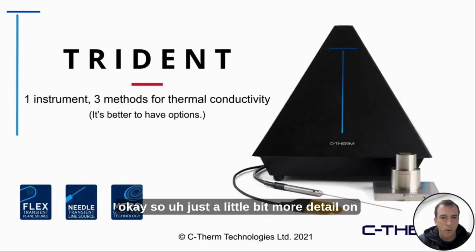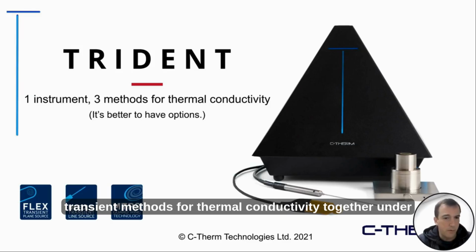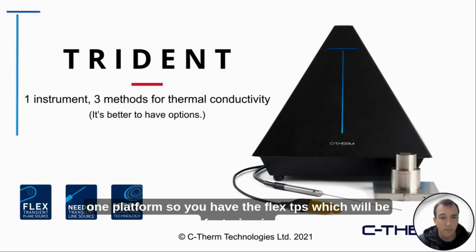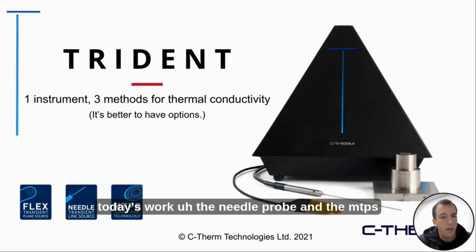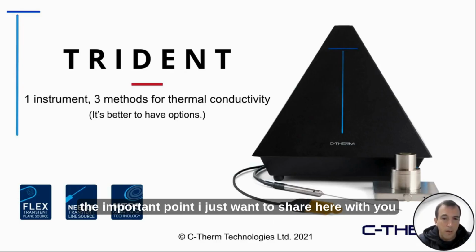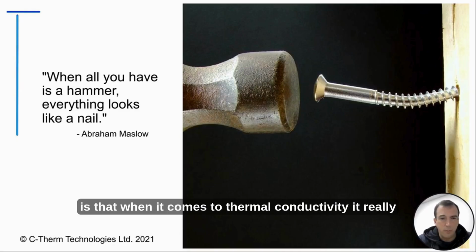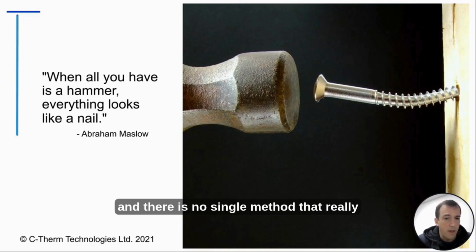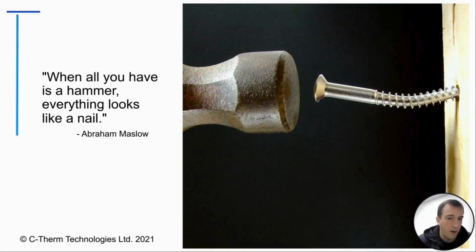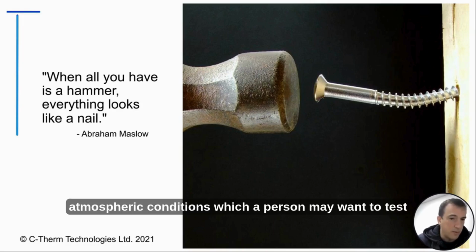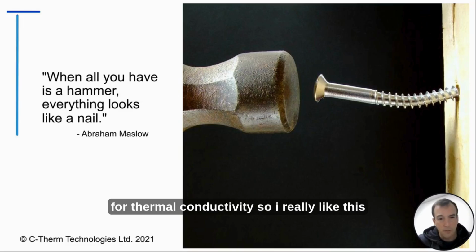Okay, so just a little bit more detail on Trident, as it will be of interest to a number of folks in the audience. With Trident, it's all about bringing those three most powerful transient methods for thermal conductivity together under one platform. So you have the Flex TPS, which we'll be featuring in today's work, the needle probe, and the MTPS. The important point I want to share is that when it comes to thermal conductivity, it really is better to take more of a toolbox approach. There is no single method that really handles the full range of scenarios, of materials, atmospheric conditions, which a person may want to test for thermal conductivity.